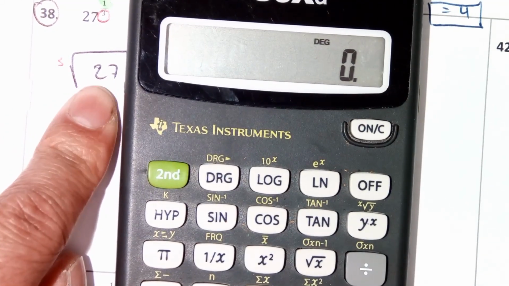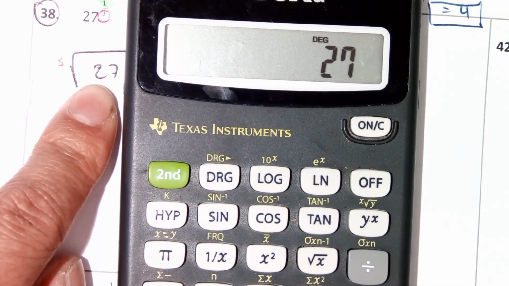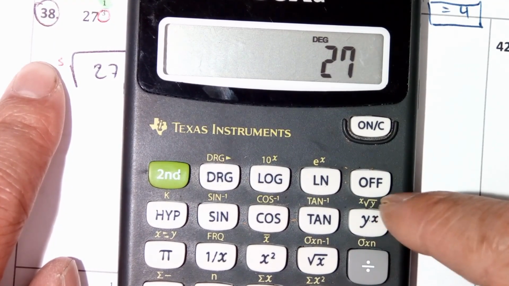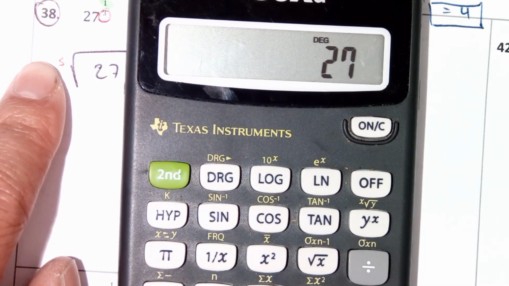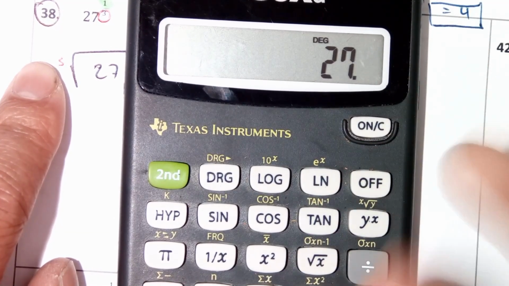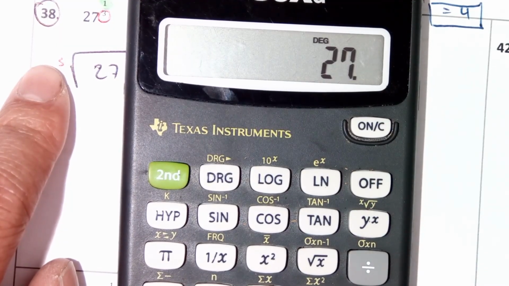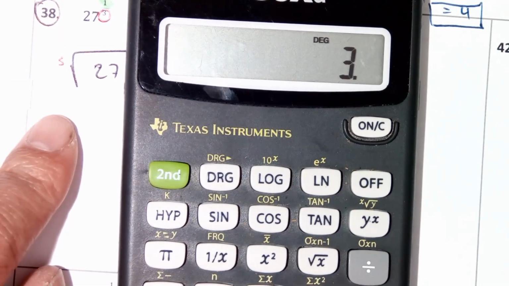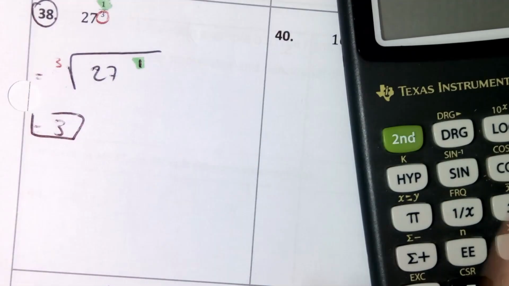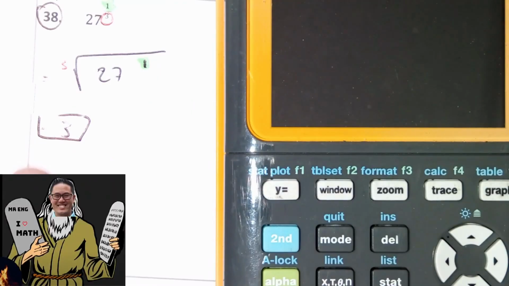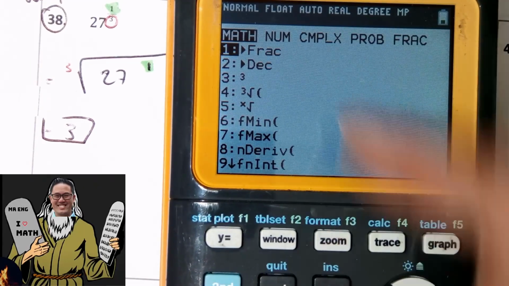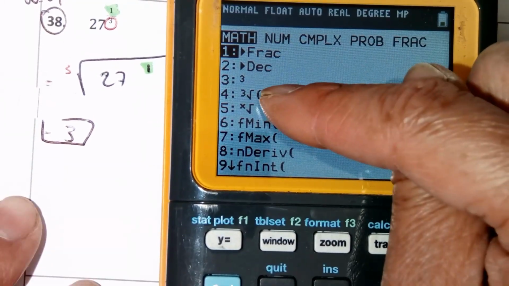Okay, this calculator, you can try the 27. And this one in the back there, you're going to press second, the y root, and then you just type in 3 as the root, and then press equals, and your answer is 3. This graphing calculator, press math, and it'll be number 5 that you're looking for.